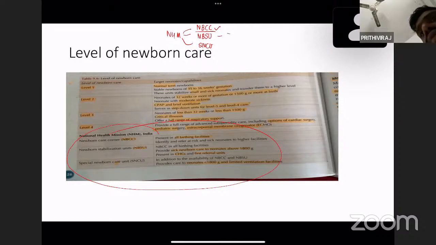And second, the newborn stabilization unit. This NBSU is given for more than 1800 gram babies and is present in your CHC. And first referral units, SNCU, for less than 1800 gram babies, sick babies, for NNJ, and we can give CPAP here.